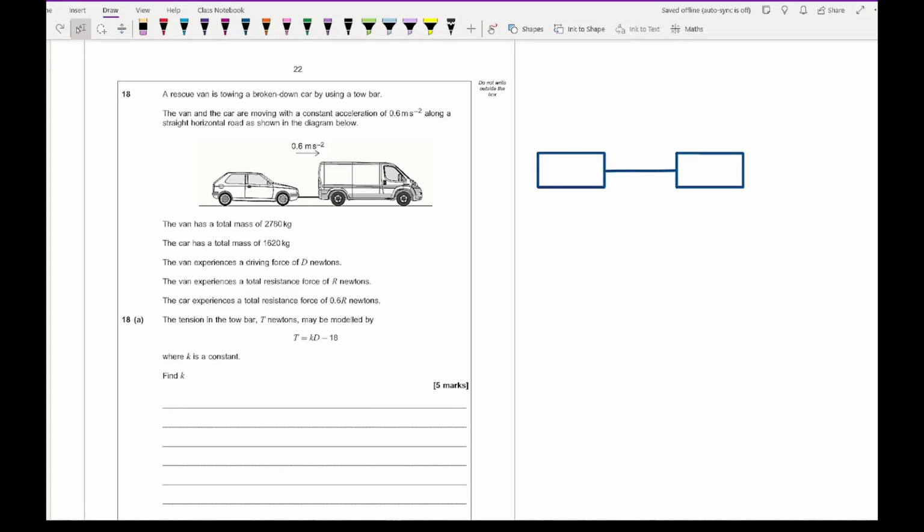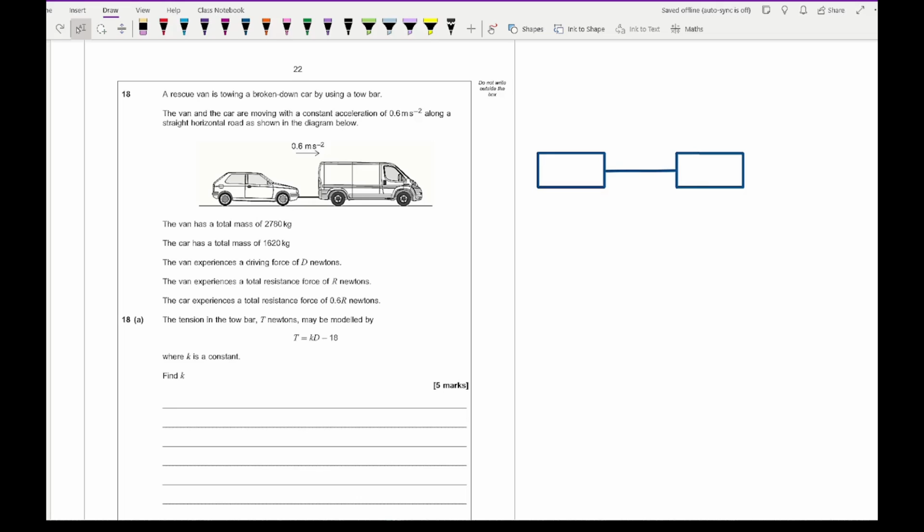Question 18. A rescue van is towing a broken down car by using a tow bar. The van and the car are moving with constant acceleration 0.6 meters per second squared along a straight horizontal road. In the diagram below, you've got that picture. We've then got information about the van, it has a mass of 2,780 kilograms. The car has a total mass of 1,620 kilograms. Then we have the forces acting on the van, which is a driving force, the resistance force for the car, and also the van.